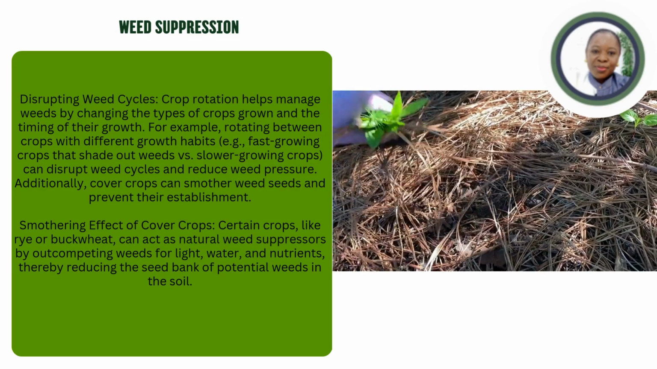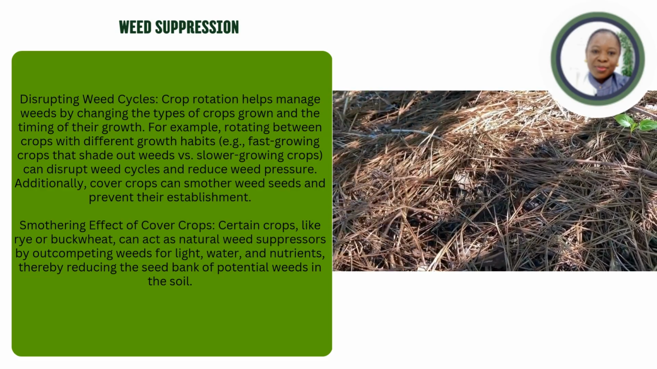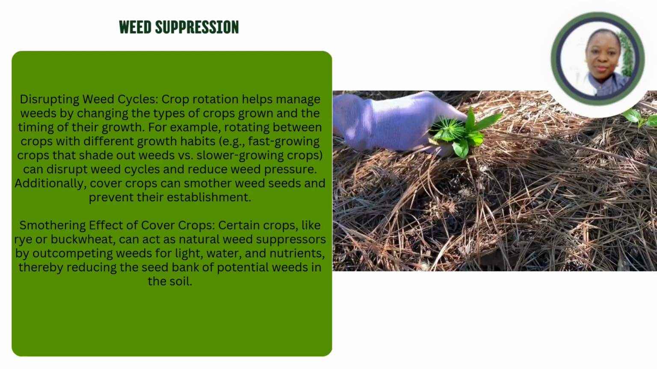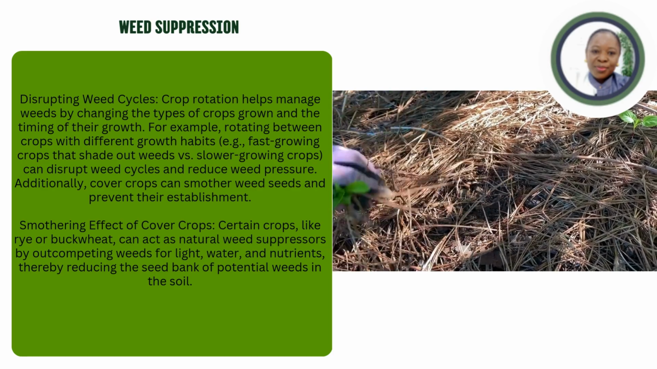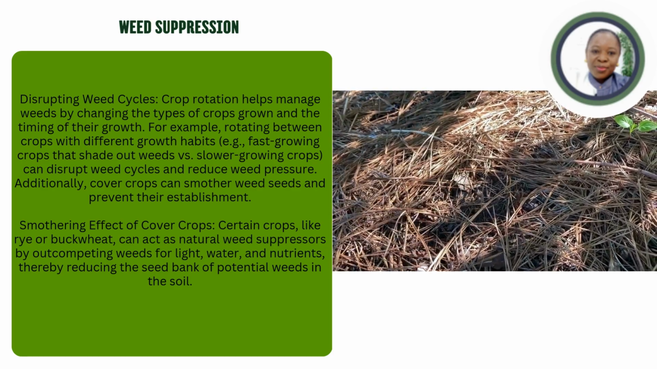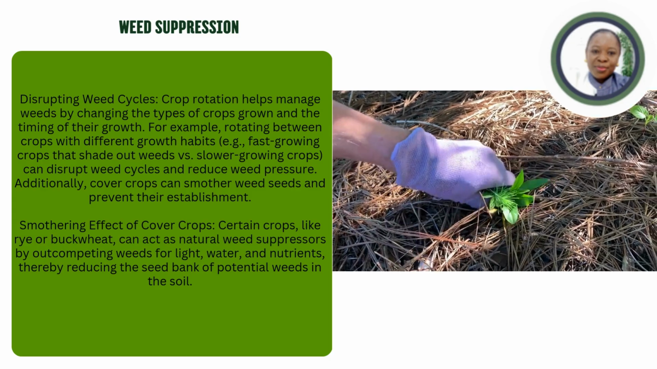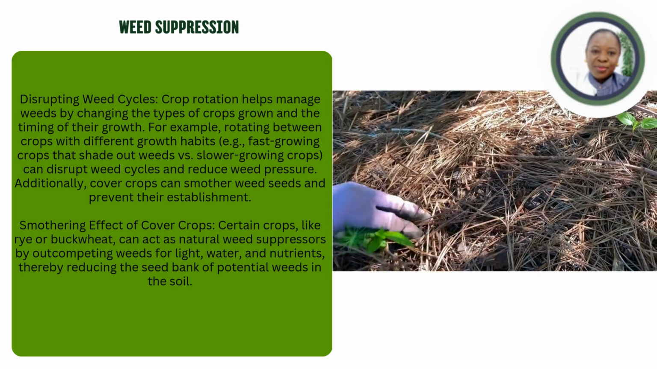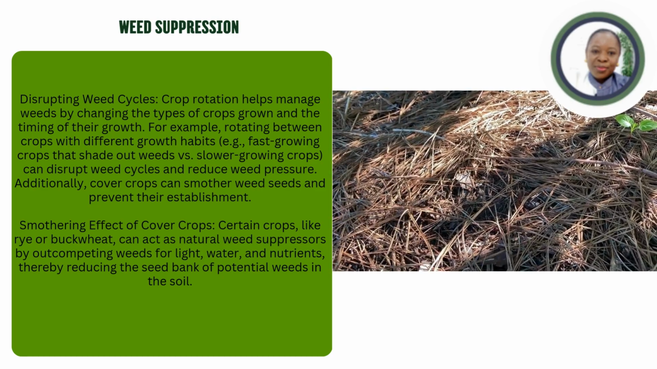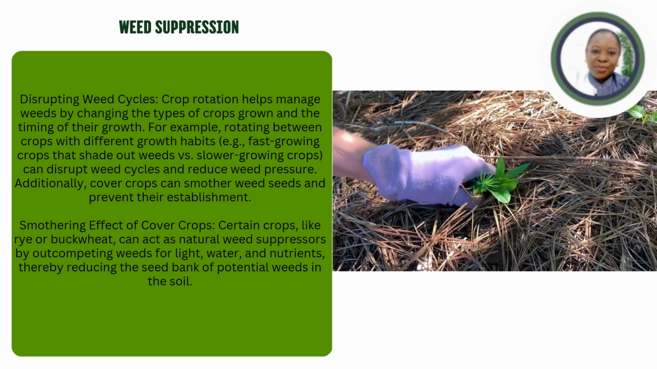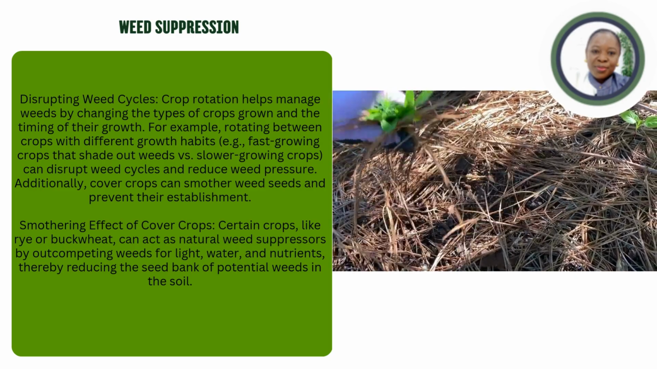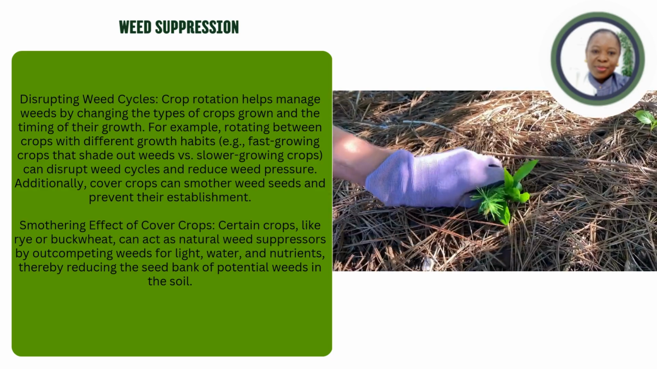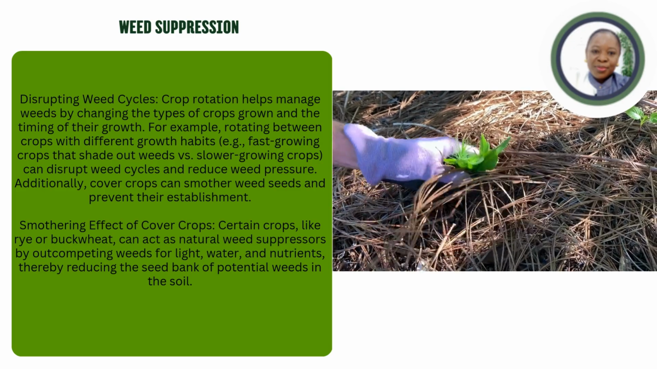Disrupting weed cycles. Crop rotation helps manage weeds by changing the types of crops grown and the timing of their growth. For instance, fast-growing crops that shade out weeds versus slow-growing crops can disrupt weed cycles and reduce weed pressure. Additionally, cover crops can smother weed seeds and prevent their establishment.